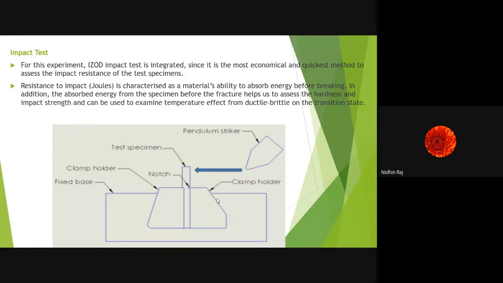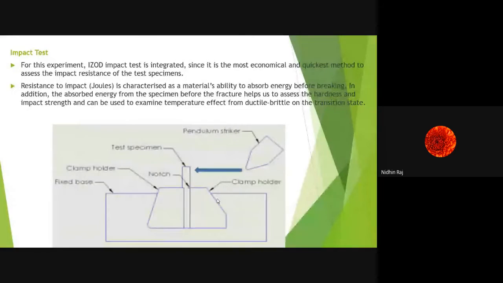The Izod test was conducted in the present investigation according to ASTM D256 standard, which used a pendulum striker to produce an impact on the test specimen. Initially, the height up to which the pendulum is raised was used for measuring the energy that the specimen absorbs.